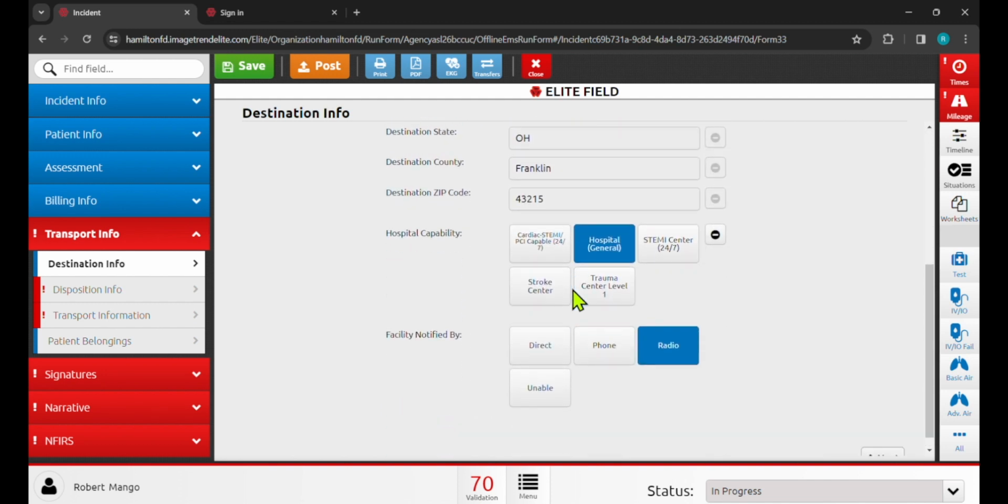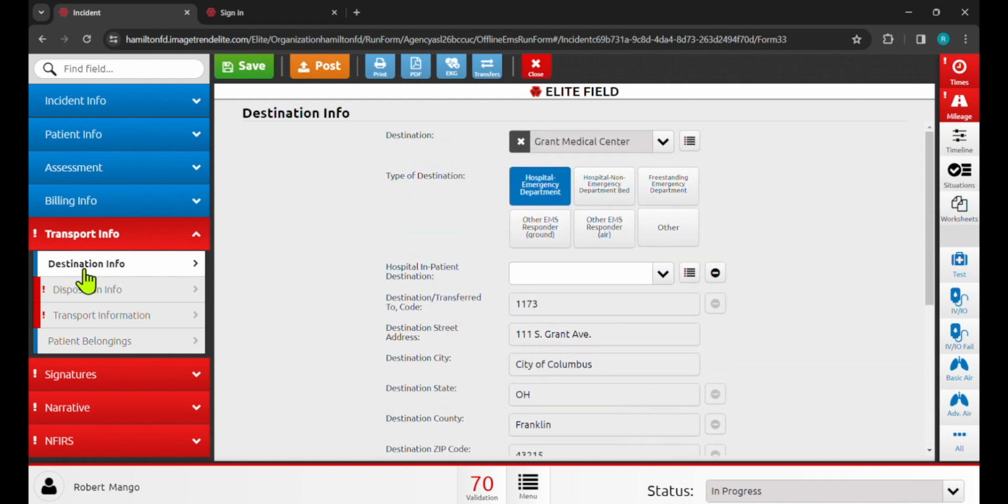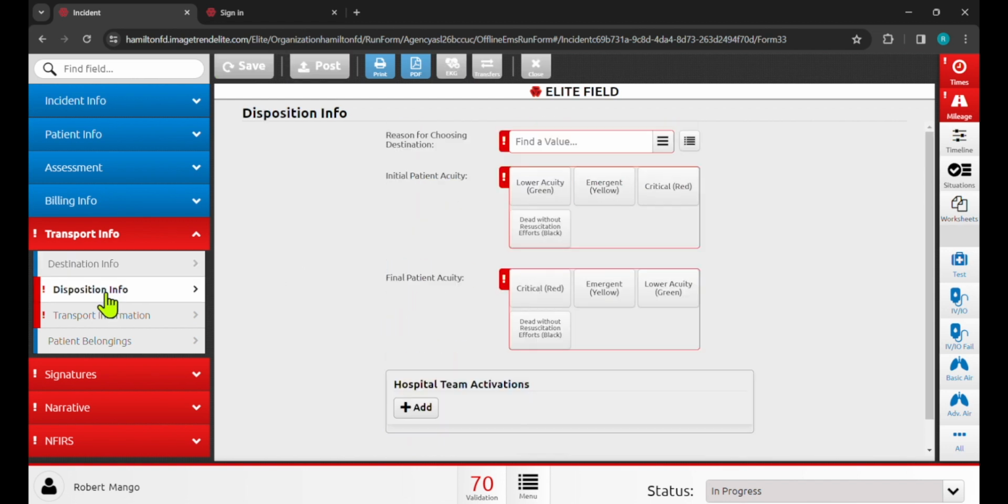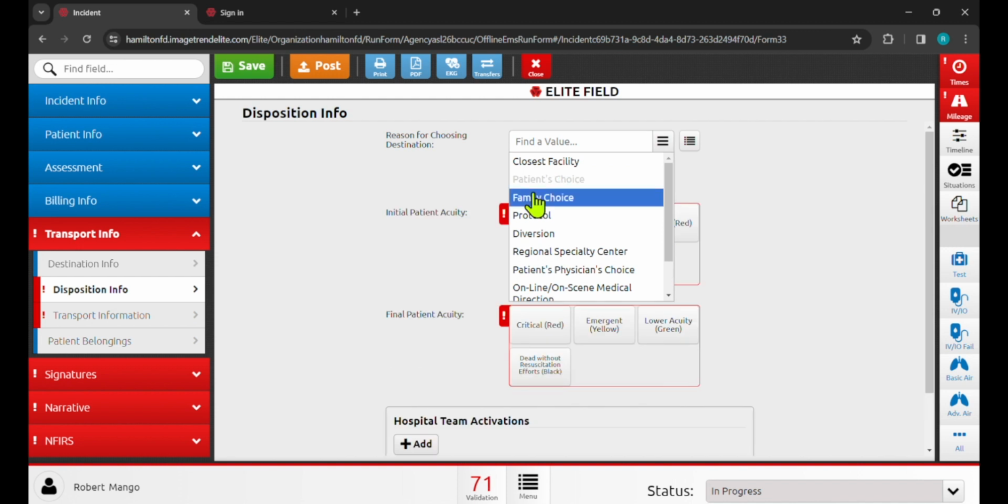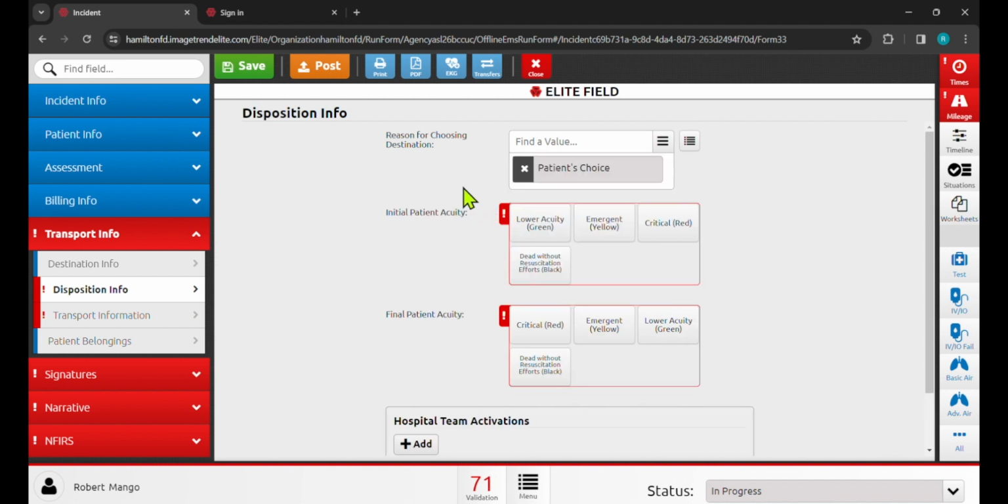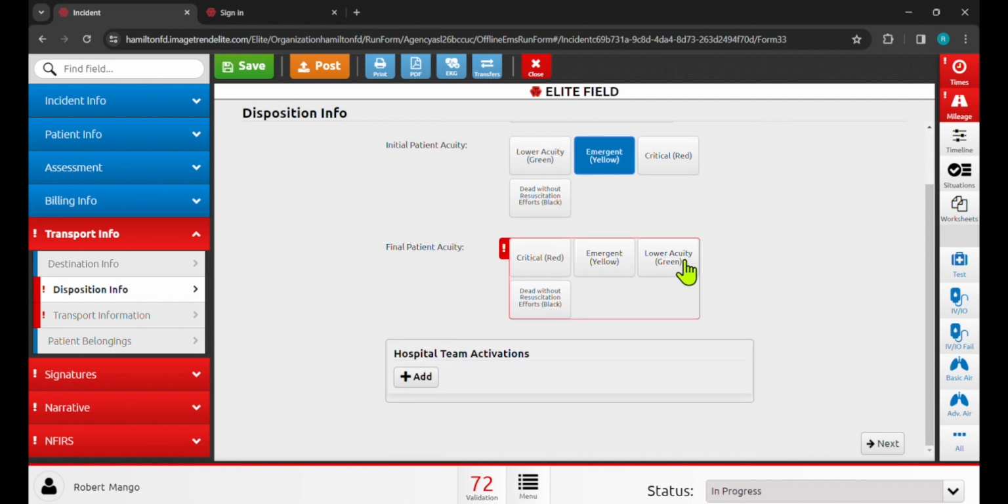This is Grant's demographic information, I guess geographic. Disposition info. Why did we choose Grant? Well, that's where the patient wanted to go. Obviously, we know these. You have all these options. What was their acuity? Well, they were breathing pretty hard. This was a respiratory run. They were emergent.